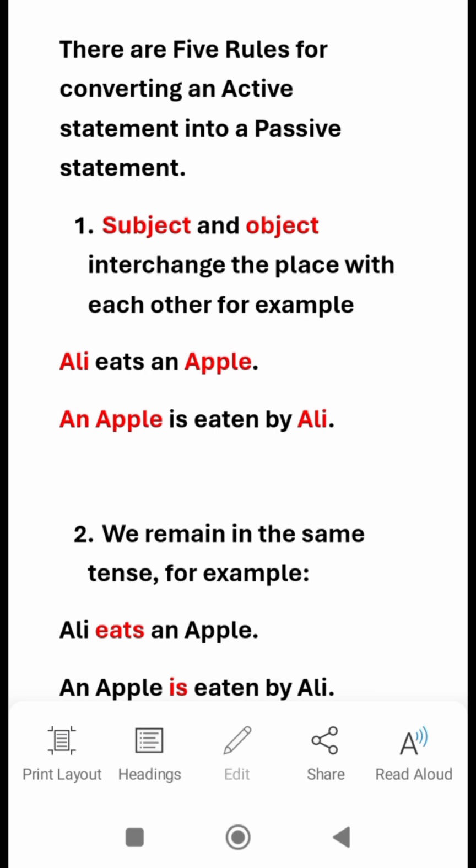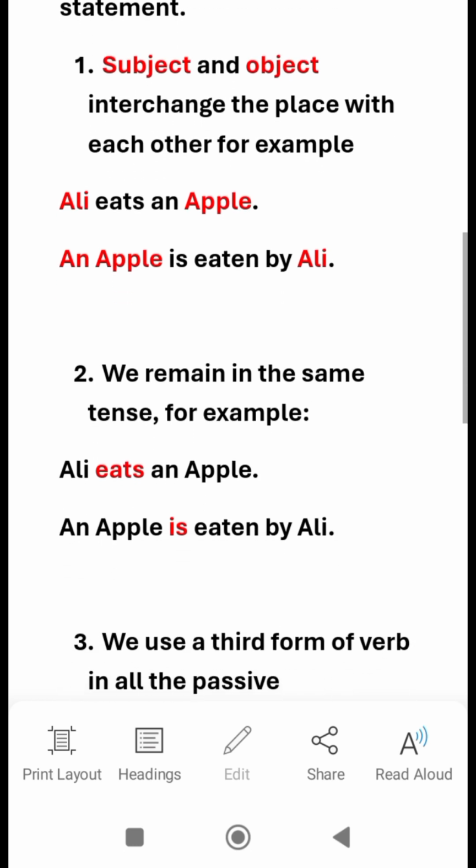Rule number 2 is, guys, that we remain in the same tense. It means we remain in the same state of time. हम सेम स्टेट ऑफ टाइम में रहते हैं. अगर हमारा एक्टिव स्टेटमेंट प्रेजेंट टेंस का है तो हमारा पैसिव स्टेटमेंट भी प्रेजेंट टेंस ही का होगा. अगर हमारा एक्टिव स्टेटमेंट पास्ट टेंस का है तो पैसिव भी पास्ट का ही होगा. लाइकवाइज अगर हमारा एक्टिव स्टेटमेंट फ्यूचर टेंस का है तो पैसिव स्टेटमेंट भी फ्यूचर टेंस ही का होगा. So we're going to watch it in a minute.